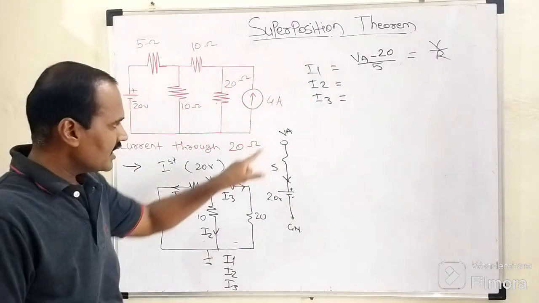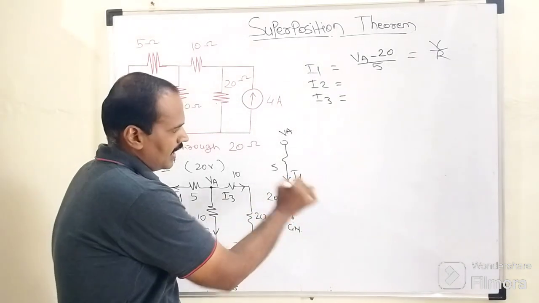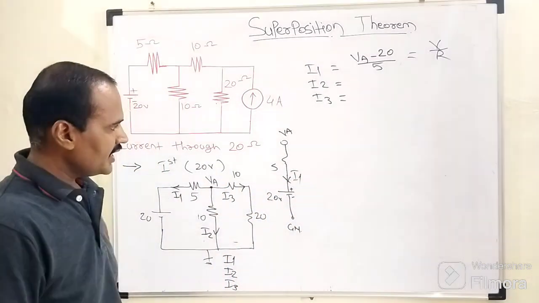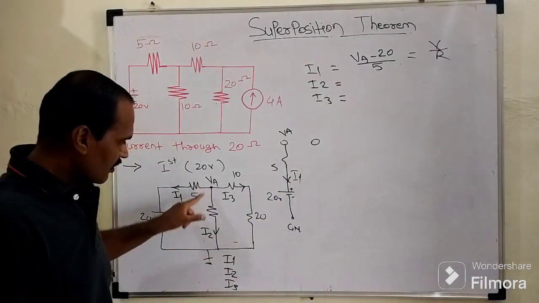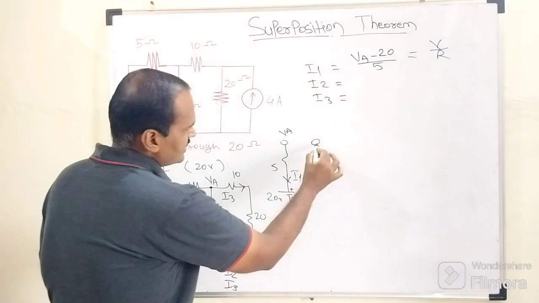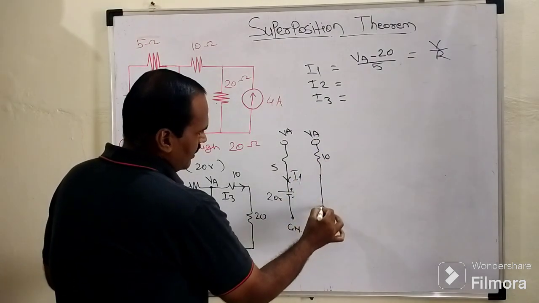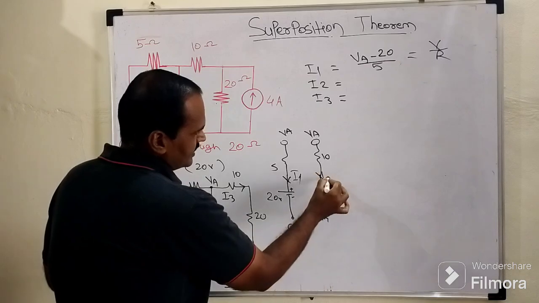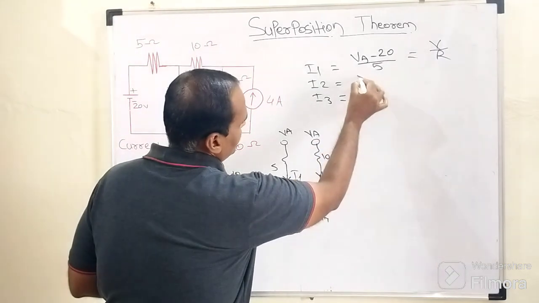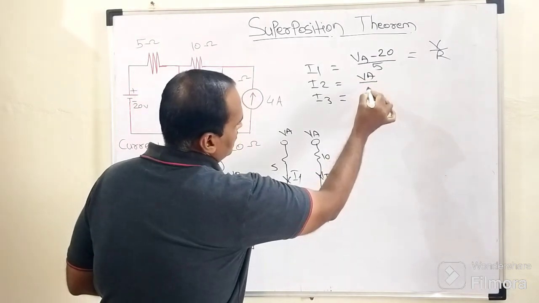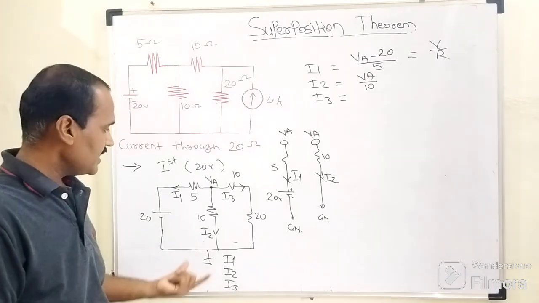We are supposed to define the current flowing through this branch, whose name is I suffix 1. In the same way, we need to consider I2. I2 is the current flowing through this 10 ohm resistor. This is the main node VA, this 10 ohm resistor, and this is the ground node. It is considered outgoing, I2. So according to Ohm's law, V by R, so VA upon the value of resistance, 10. This is how I2 is tabulated.